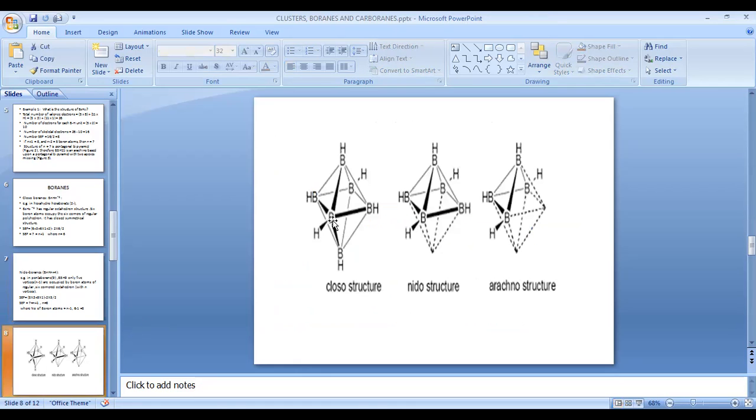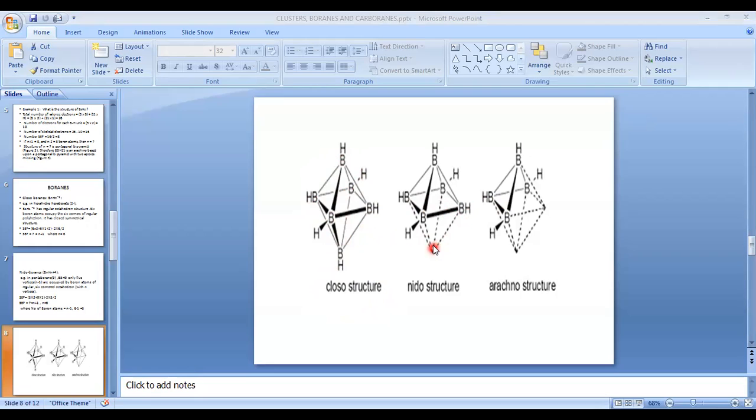And see here, how many vertices do we have? Okay, I will show you with a pointer. See, how many vertices? 1, 2, 3, 4, 5, 6. All these vertices equal n. So if all these vertices are occupied by boron atoms, then the vertices equal the number of boron atoms, and the shape of that compound is closo. So here, in this case, this is a polyhedron, or you can say octahedron.